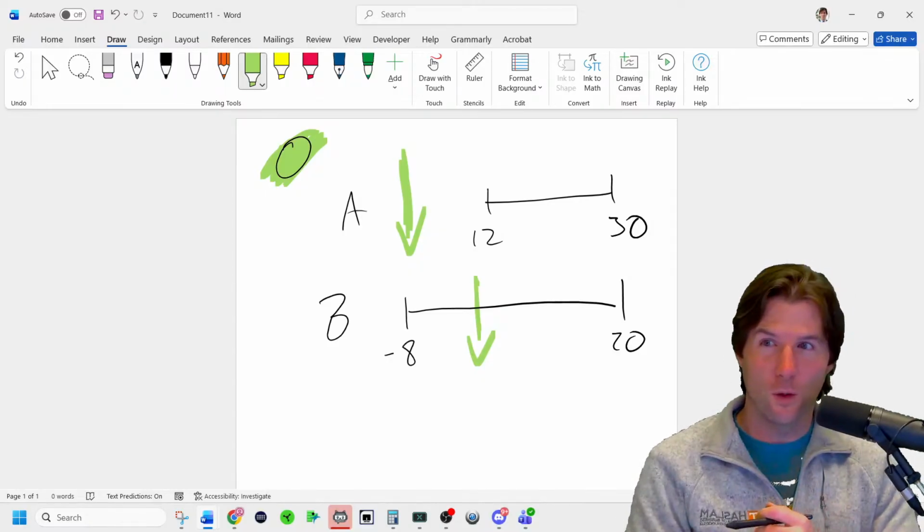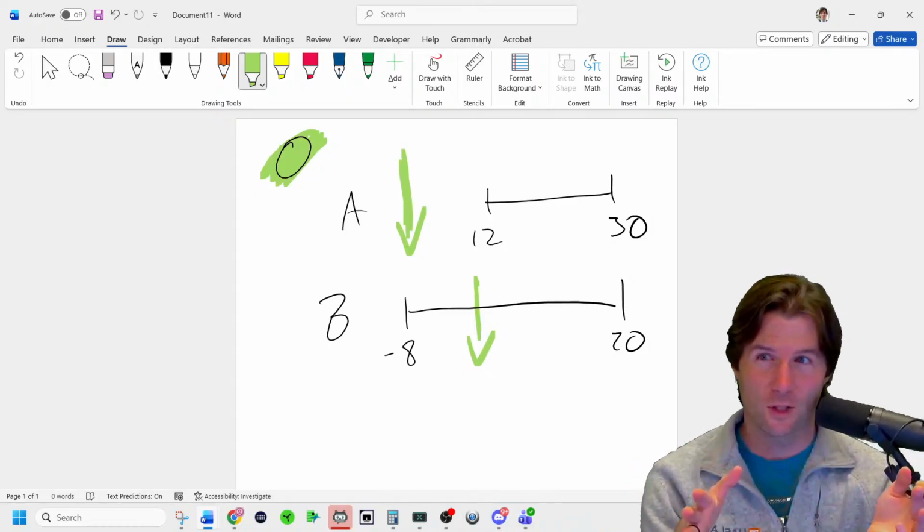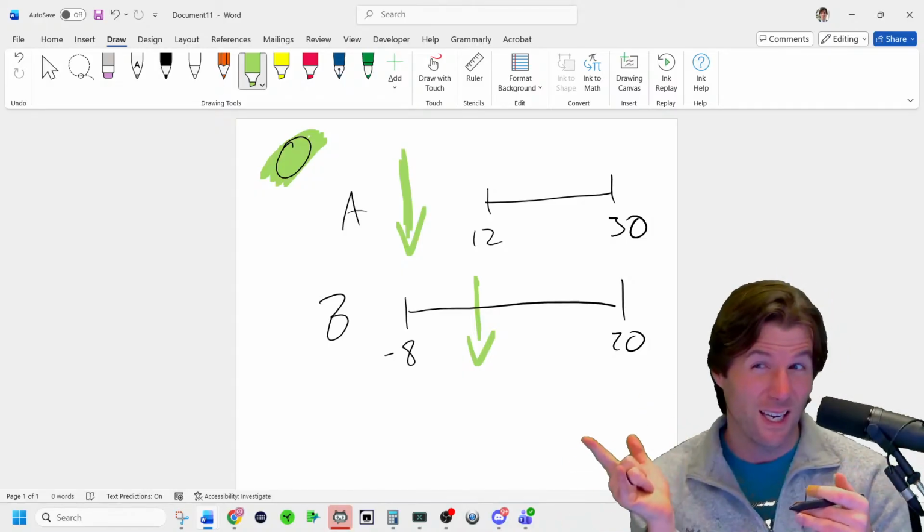So it makes sense if we don't reject 0. Like 0 is what we're saying. I think there's no difference. I don't reject that there's no difference. So the interval would have to contain 0.